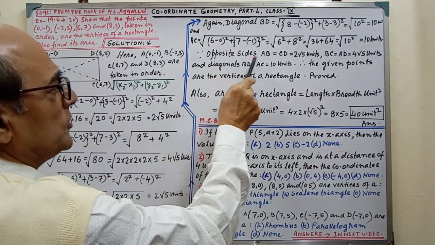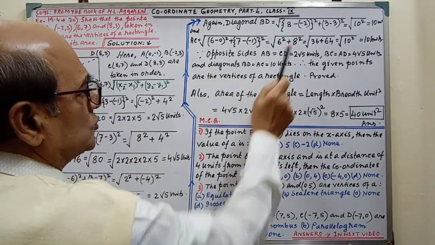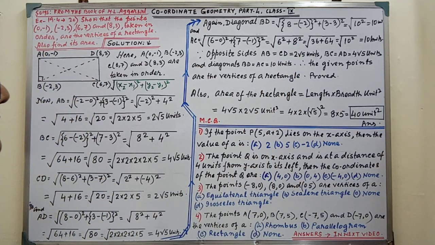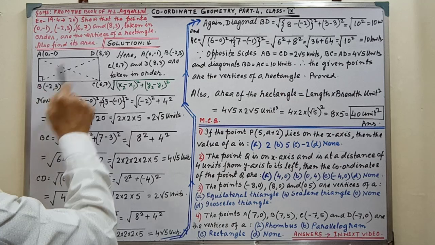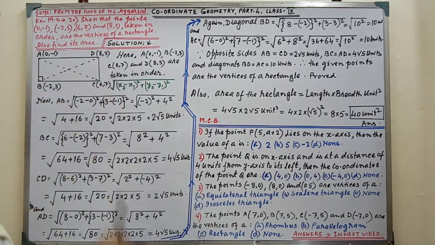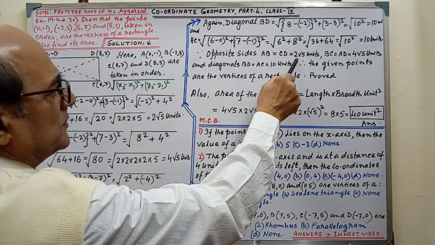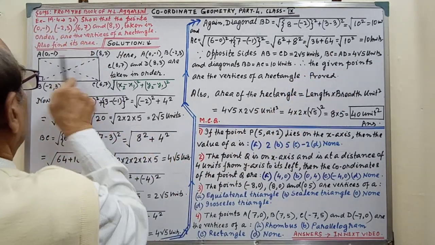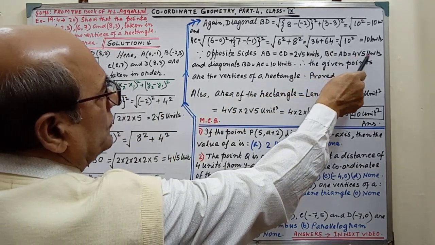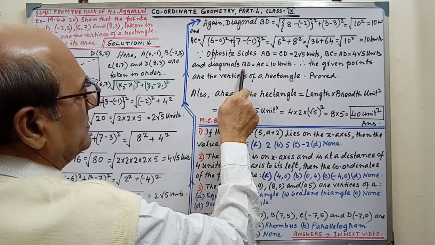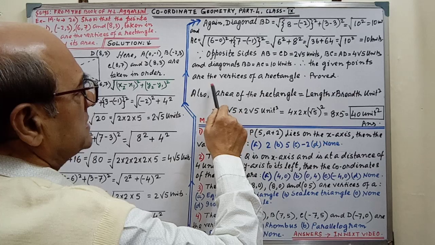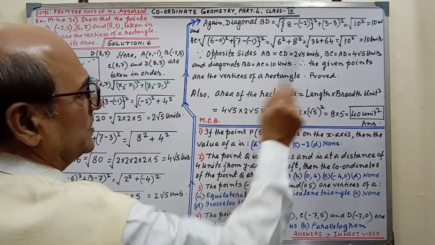Now, since opposite sides AB equal to CD equal to 2 root 5, opposite sides AB and CD, these two, we are getting 2 root 5. BC equal to AD equal to 4 root 5 units, and diagonals BD equal to AC equal to 10 units. Therefore, the given points are the vertices of a rectangle. Proved.